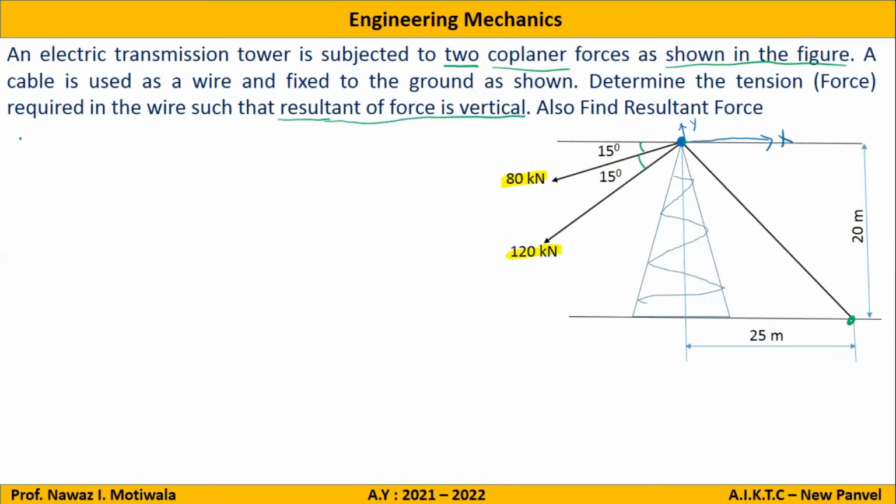So the resultant is vertical. What will come into my mind first? Resultant vertical: summation of Fy is equal to the resultant. As the resultant is vertical, summation of Fx is equal to zero, and summation of Fy is equal to R. Now we were discussing the third force. In the question, the two forces it has given, I have put those two forces.